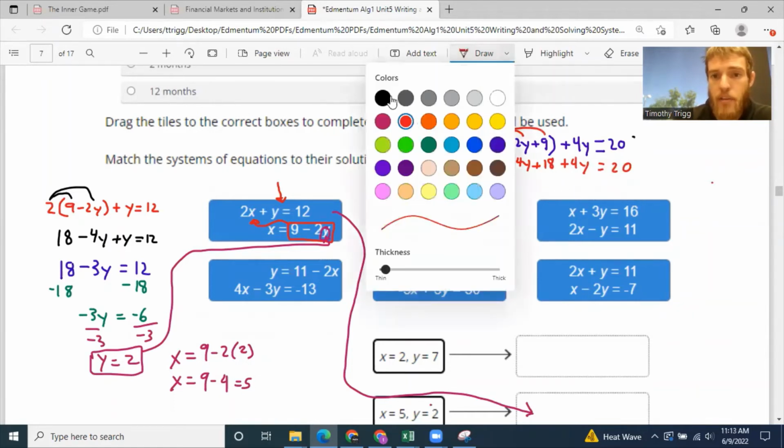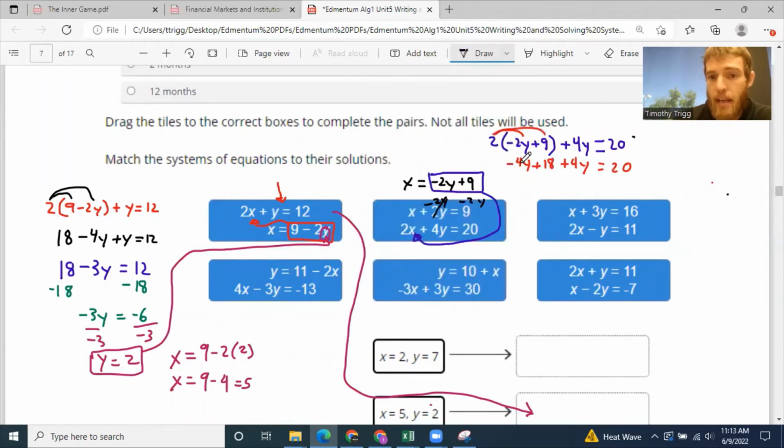Something weird happens here. Notice that the negative 4y and this positive 4y, you can combine those together to get 0y. And then we get 18 equals 20. Well, that's weird. That's not true at all, is it? 18 doesn't equal 20. So what does that mean? Well, that means that these two lines are actually parallel. So these ones have no solution.